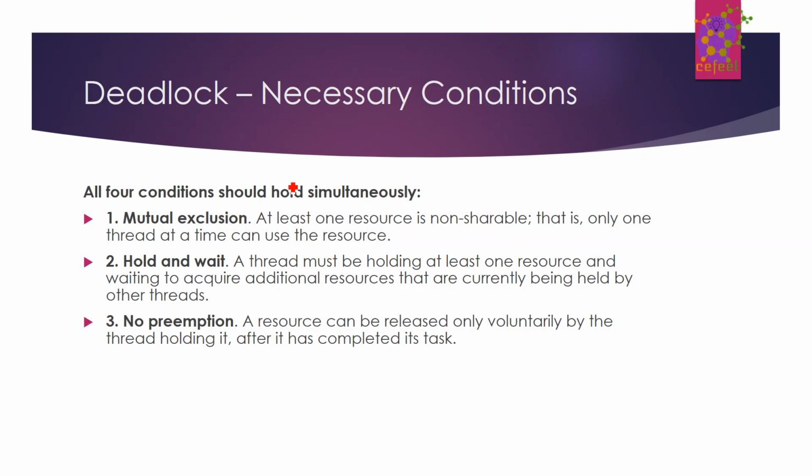Third, no preemption. No preemption means that resources can only be released by the process. Nobody else, and not even the system, can preempt the process or snatch away the resource from the process. Once the resource has been allocated to the process, only the process can voluntarily release it after it has completed its task. So no one else has the authority to snatch away the resource from the process.